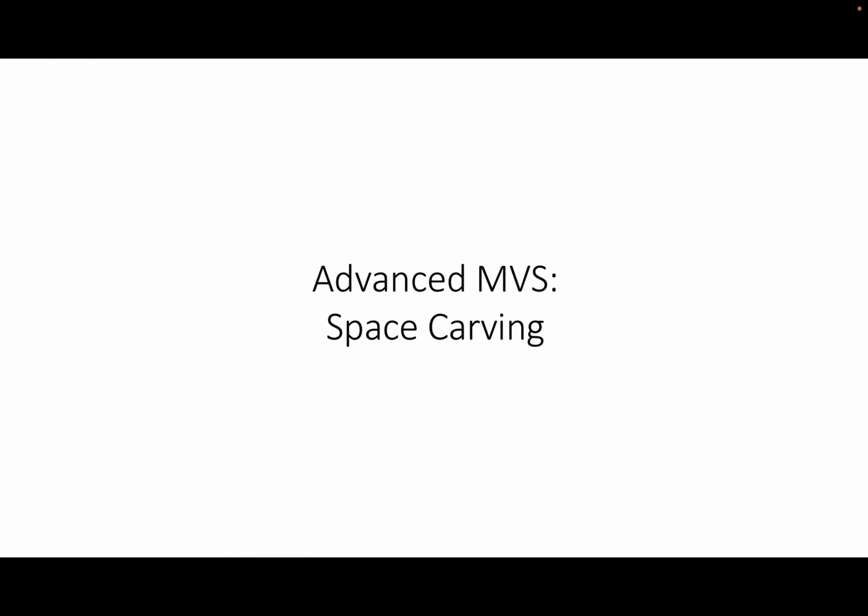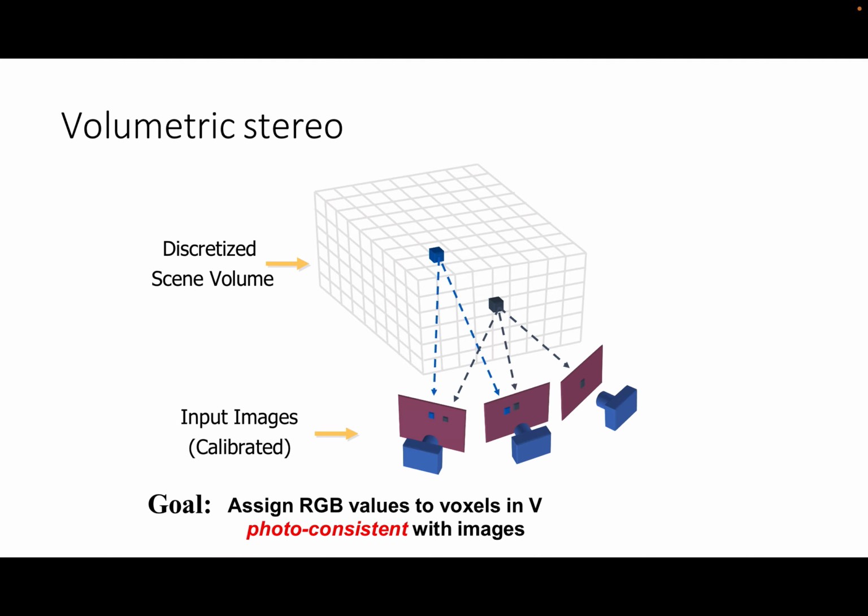Then let's proceed to another advanced multiview stereo algorithm, which is called space carving. Space carving is very different from plane sweep stereo. We have a discretized scene volume, and these are the calibrated input images. We assign RGB values to voxels in V that are photo consistent with the images.